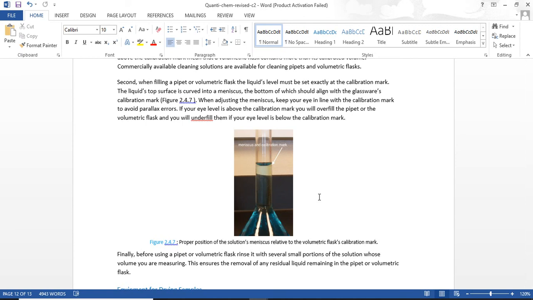Okay, second, when filling your pipette or your volumetric flask, okay, level must be set exactly at the calibration mark. Okay, the liquid's top surface is curved into a meniscus. Okay, the bottom part of which you should align with the calibration mark.